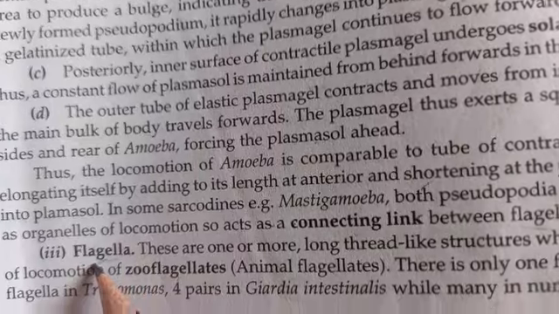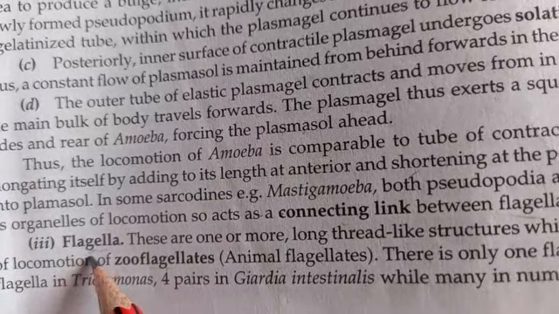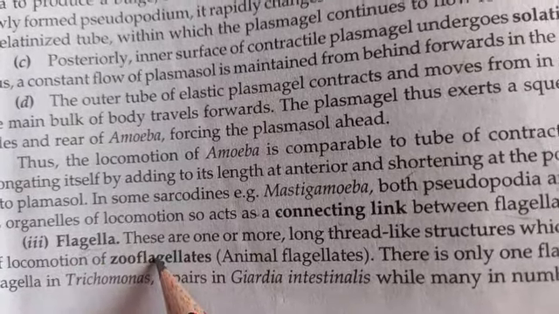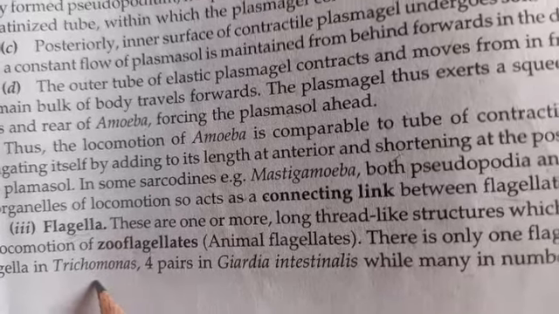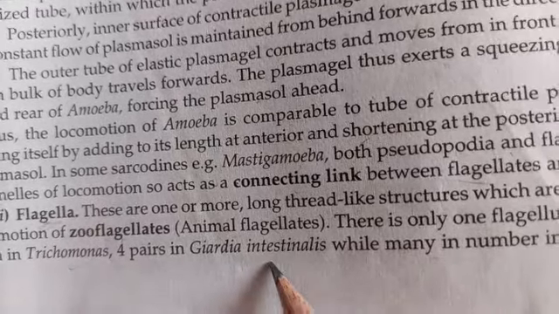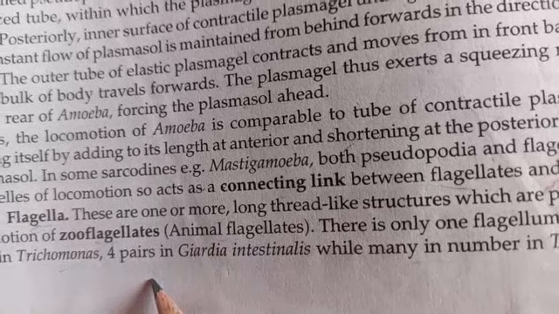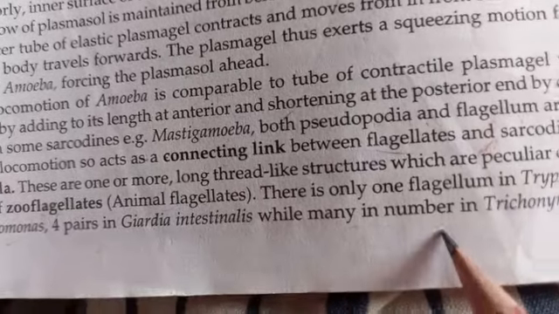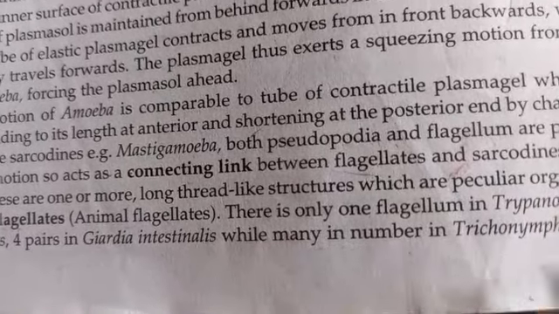So we reach the term flagellum. Okay, flagella. So the next locomotion will be with the help of flagella, which is found in the zooflagellates. Example is Trichomonas. Then we have Giardia, which has 4 pairs of these flagella present. So their number is different in different organisms.